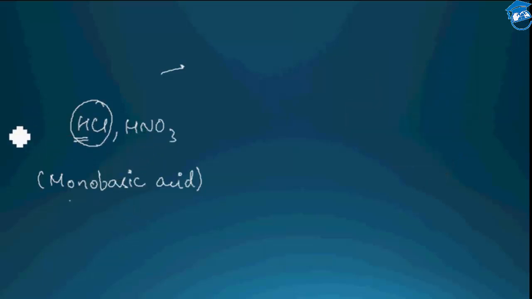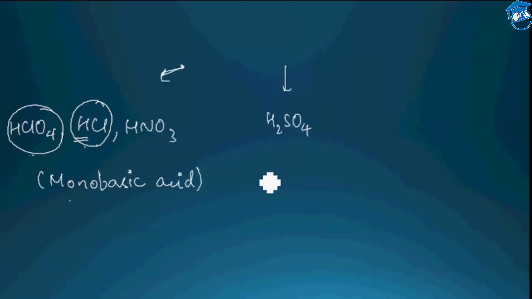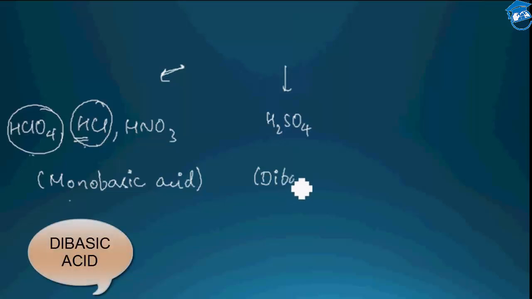So it is monobasic. It can neutralize 1 mole of base. There are other examples of this kind, like HClO4, one of the strongest acids there is. HClO4, HCl, HNO3 are all pretty strong acids, and these are examples of monobasic acids. Similarly, H2SO4 has the ability to donate 2 H positive if it wants. Such acids can react with 2 moles of base, or neutralize 2 moles of NaOH, or 2 moles of OH minus. Such acids are called dibasic acids.